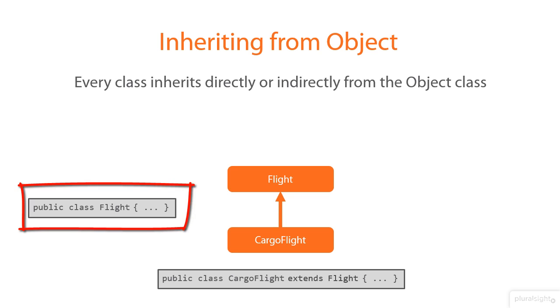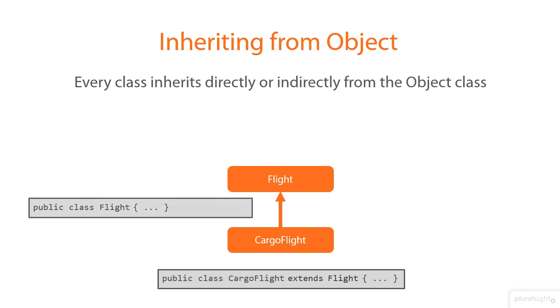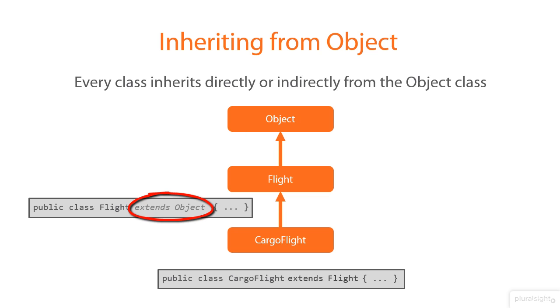Now, looking at the flight class, there's nothing about it extending anything, but what's implied in that class declaration is that the class flight extends the object class. So by not saying what it extends, it implicitly extends the object class. To diagram that, we would have the object class and flight inherits from that. You could actually write extends object after the flight class. It just wouldn't change anything. Having nothing there has the same effect.